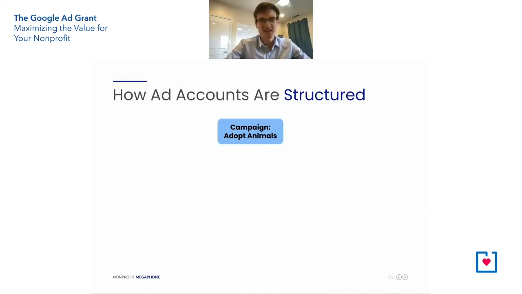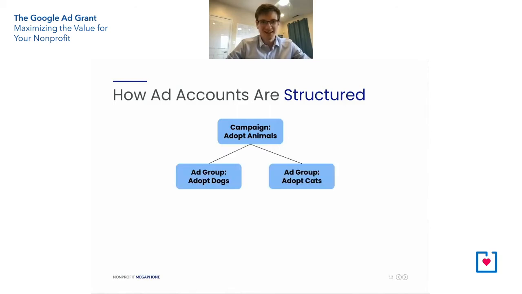So in this example, we'll pretend that we are a humane society, and one of our goals is getting animals adopted. So we're definitely going to have a campaign about adopting animals. We might have other campaigns about volunteering or about events that we have or about other things, but we're almost definitely going to have an Adopt Animals campaign. Within that campaign, we will have multiple ad groups.